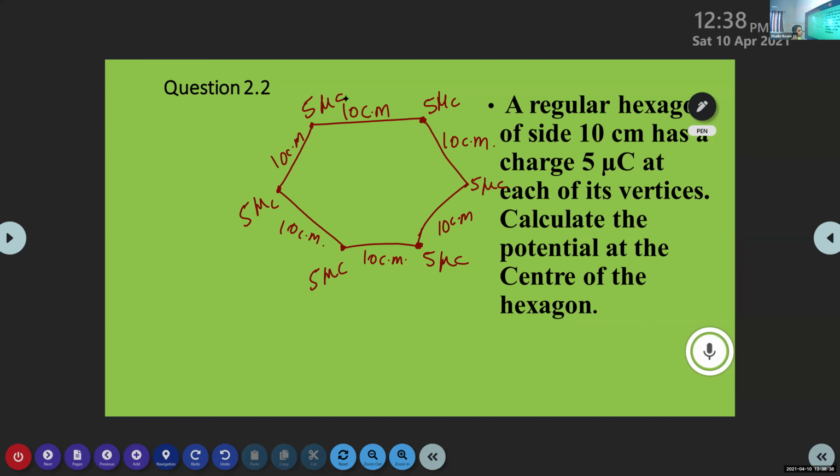Calculate the potential at the center of the hexagon. So we want to calculate the potential at the center of the hexagon. We know that the potential inside the conductor is a constant and it is equal to the potential on the surface of the conductor, right? So here we want to calculate the potential. All these distances are 10 centimeter here also, since it is a regular hexagon.